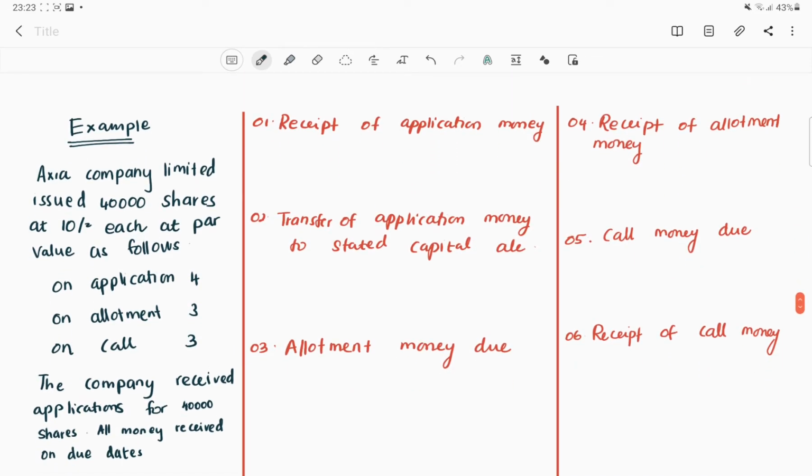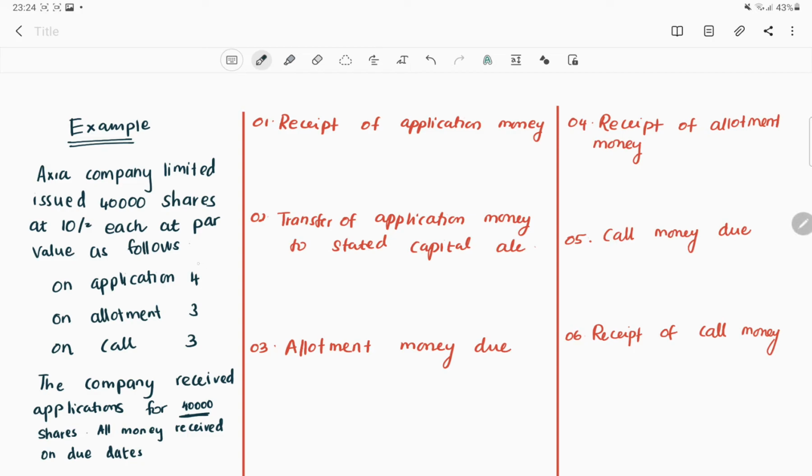Right. With that, let's move to this example. Axia Company Limited issued 40,000 shares at 10 each at par value as follows: on application 4, on allotment 3, and on call 3. The company received applications for 40,000 shares, all money received on due dates. So let's make the entries in relation to this sum.